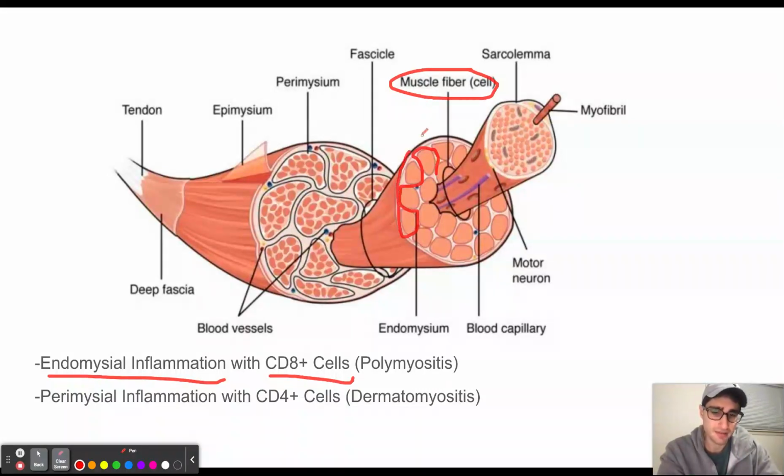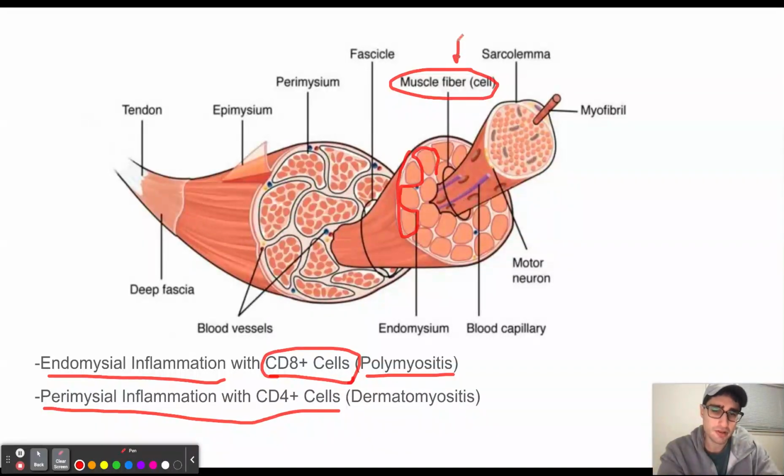If the endomysium is inflamed, then the muscle fiber can get damaged, and that can result in the symptoms of polymyositis. And the cells that are going to be causing the damage are going to be the CD8 positive T cells, also known as cytotoxic T cells. Dermatomyositis is going to be different in that the inflammation is going to occur in the perimysium with CD4 positive T cells, also known as helper T cells.